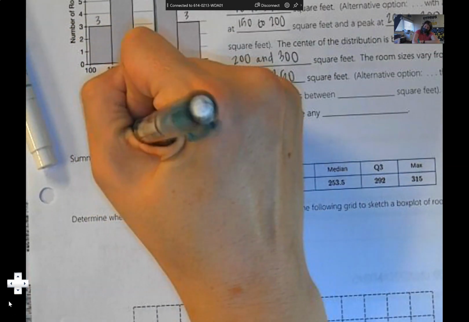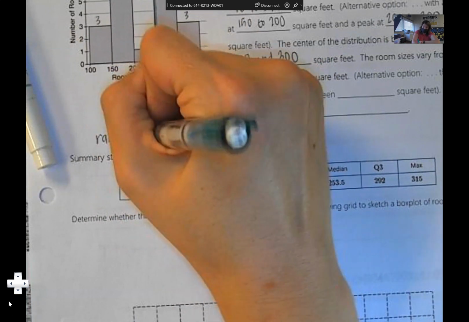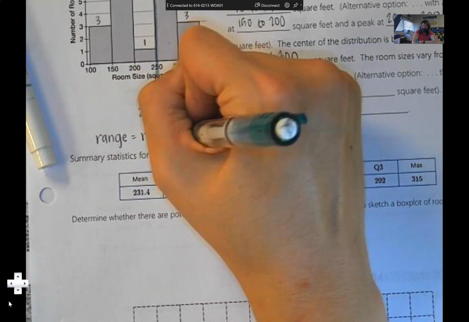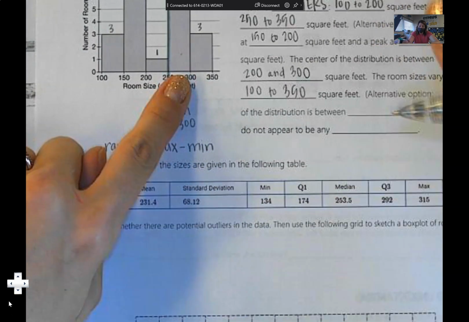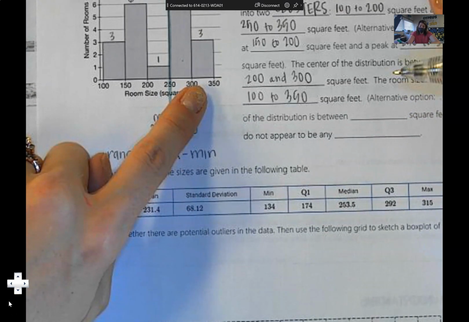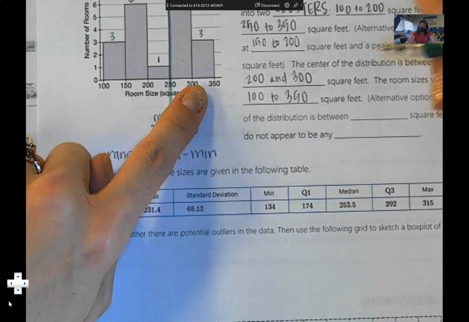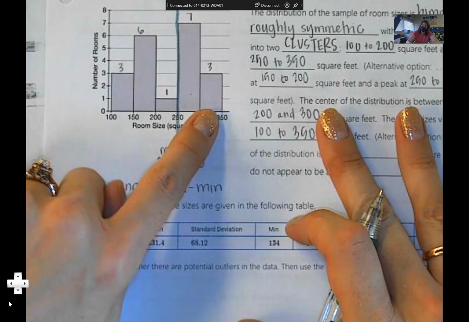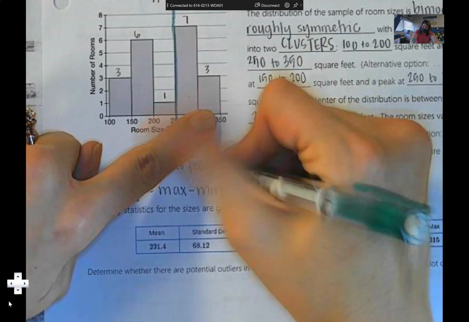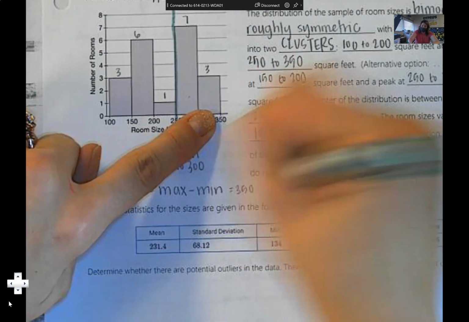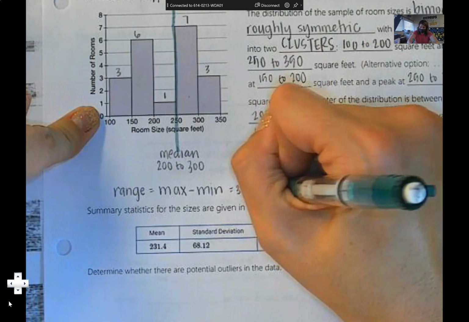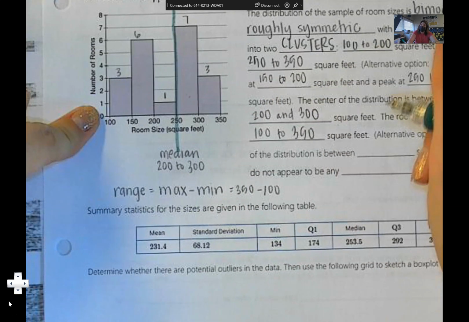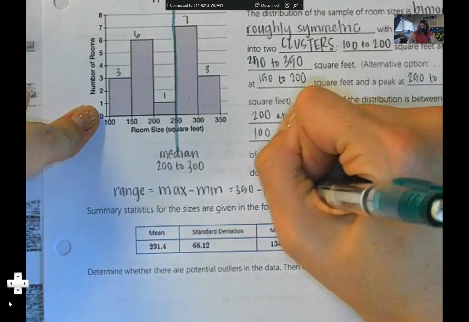Maximum subtract the minimum. Well, that's weird when you have a histogram because everything is intervals. So in order to find out what interval this would be, you take the maximum value, which is 350, subtract the minimum value of 100. What does that give us? 250.